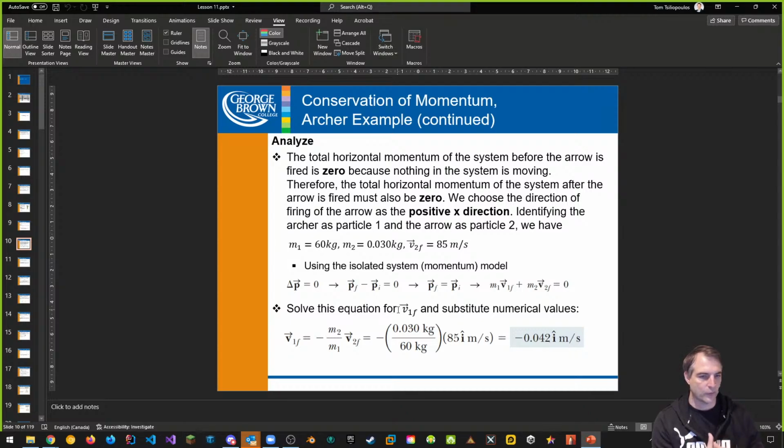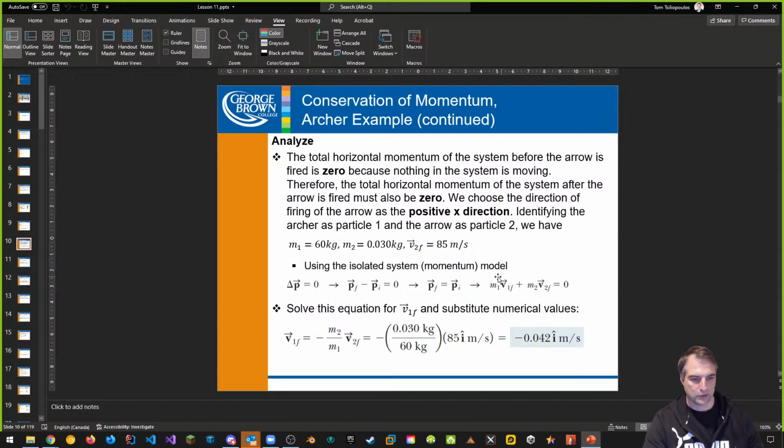So the total horizontal momentum of the system before the arrow is fired is 0 because nothing in the system is moving, right? And therefore the total horizontal momentum of the system after the arrow is fired must also be 0, right? There's no momentum. So we choose the direction of the firing of the arrow as the positive x direction and identify the archer as particle 1 and the arrow as particle 2. So we know this information. We always write down the information that we know first. So mass 1 is 60 kilograms. That's the mass of the archer. Mass 2 is 0.03 kilograms. That's the mass of the arrow. And the final velocity that we're going to achieve with the arrow is 85 meters per second.